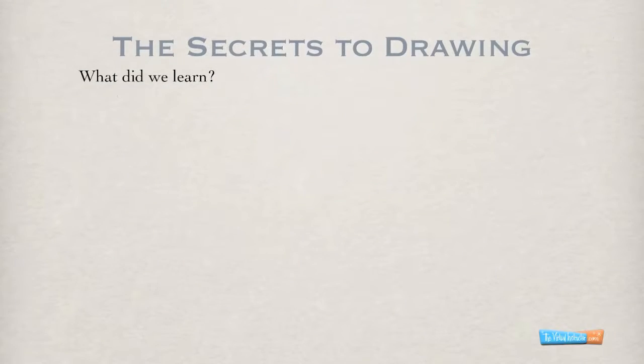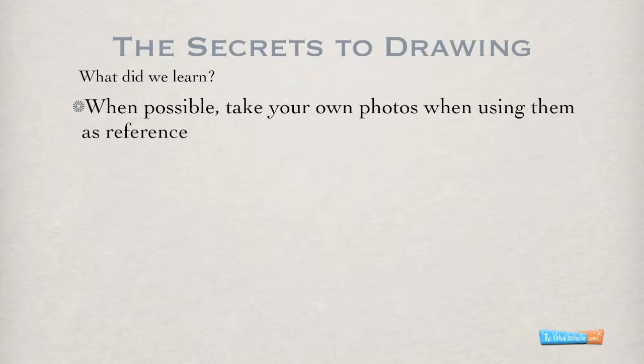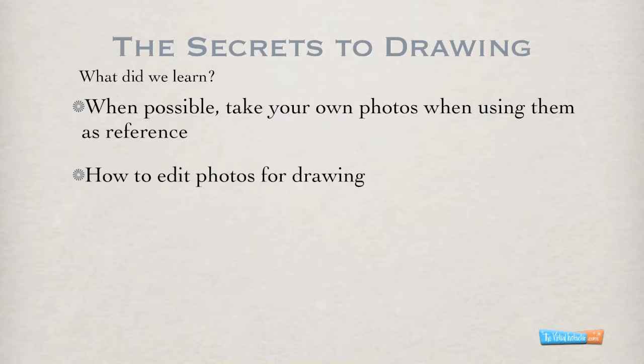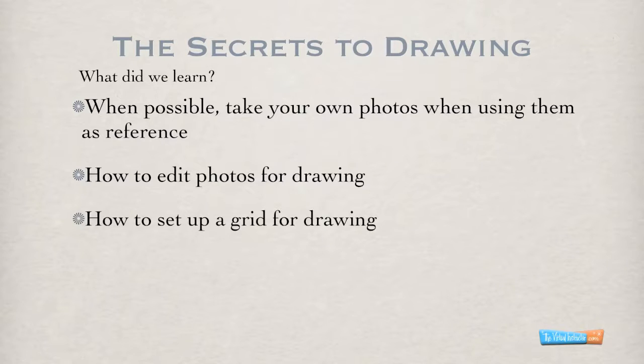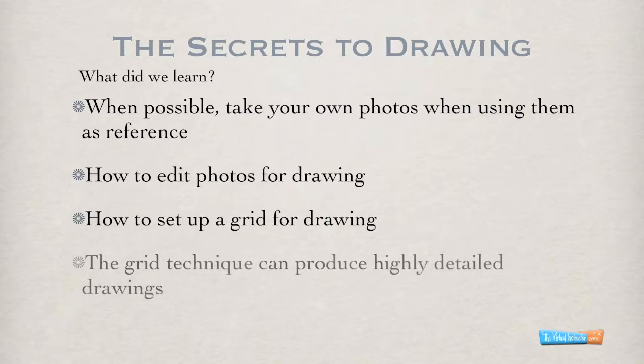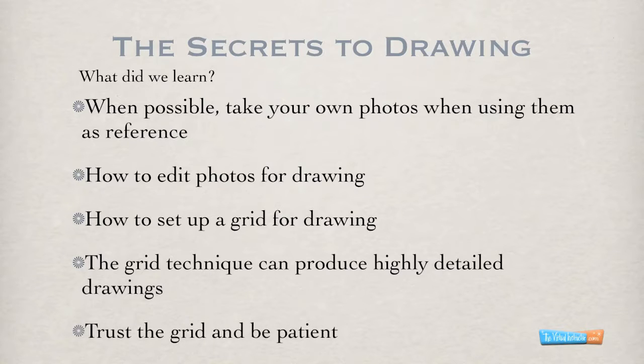Now, what did we learn in this video? Well, first of all, we learned when possible, take your own photos when using them as a reference for a drawing. We also learned how to edit our photos for drawing. We learned how to set up a grid on our drawing surface that's proportional to our photo reference. We learned that the grid technique can produce highly detailed and realistic drawings when used correctly. But it's important that we trust the grid, trust what we're seeing, and most importantly, be patient. In the next video, we're going to take a look at how you can create successful compositions.